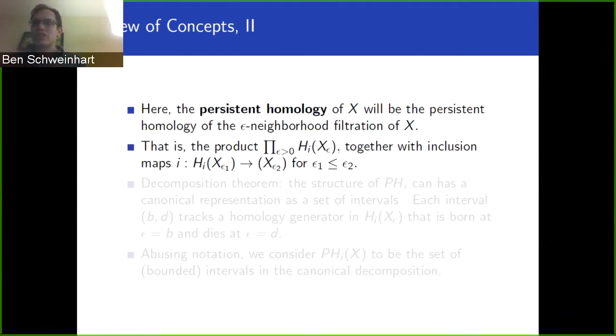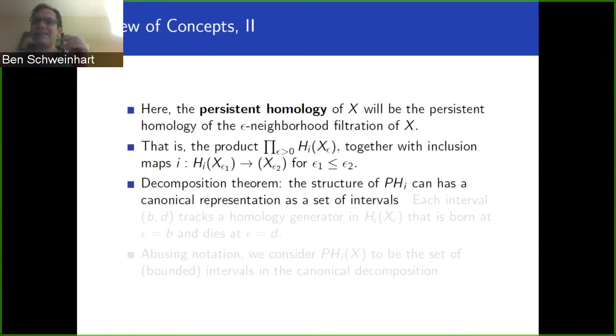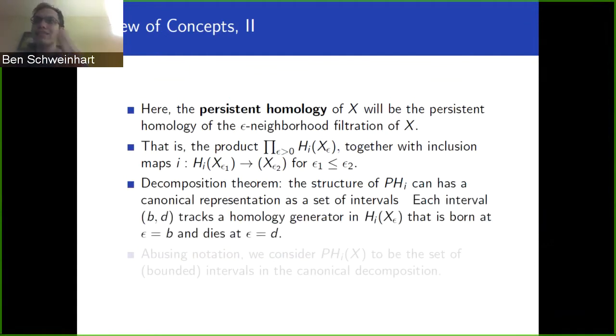This has the structure of a module, and we can apply the decomposition theorem under some mild hypotheses that are always going to hold for this type of persistent homology, which will give us that the persistent homology has a canonical representation as a set of intervals. As all of you know, each interval tracks a homology generator in the homology groups of X^epsilon that is born at epsilon equals b, i.e. the first time this generator appears is in the homology of the b neighborhood of X, and dies at the d neighborhood of X.